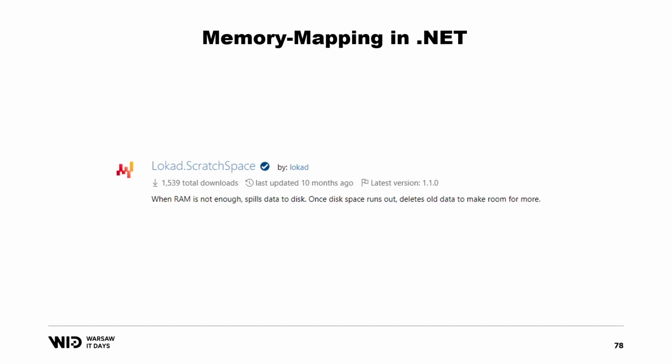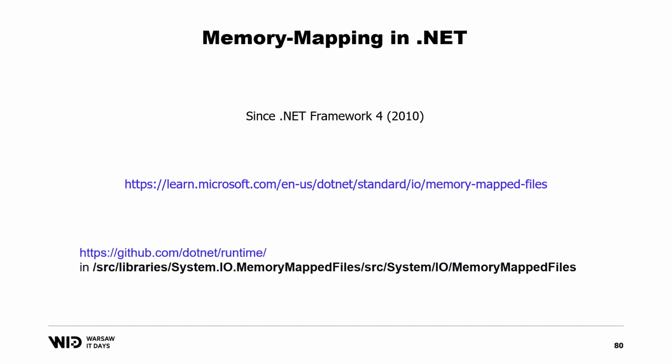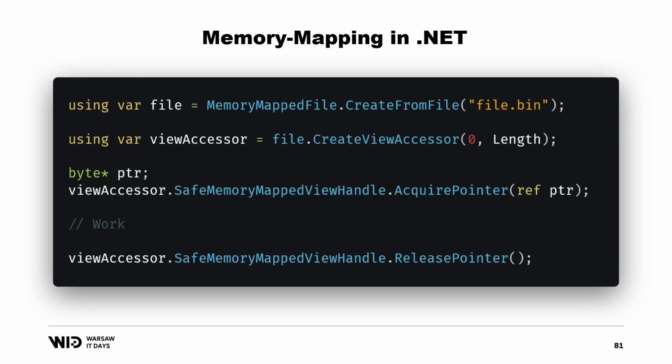First, how do we create a memory mapped file in .NET? Memory mapping has existed since .NET Framework 4, about 13 years ago. It is fairly well documented on the internet, and the source code is entirely available on GitHub. The basic steps are first to create a memory mapped file from a file on the disk, and then to create a view accessor. Those two types are kept separate because they have separate meanings.